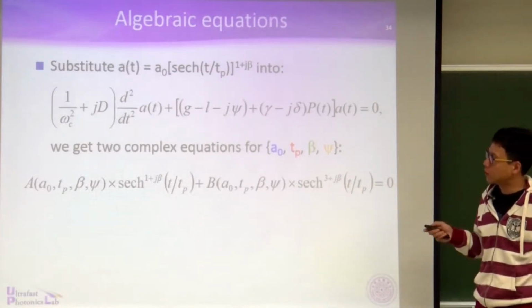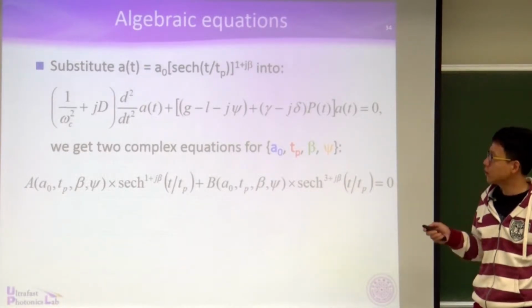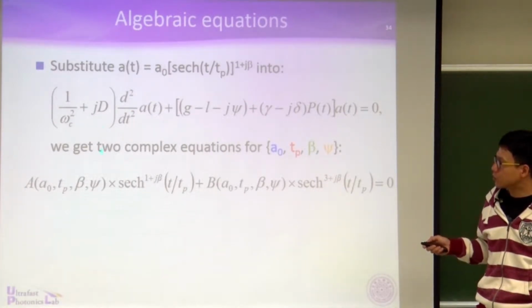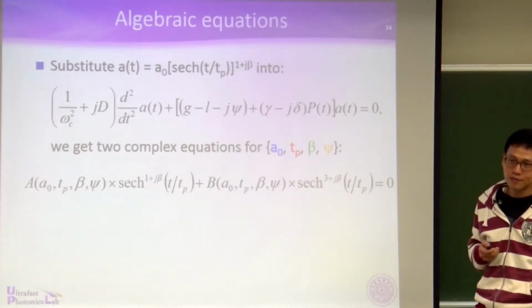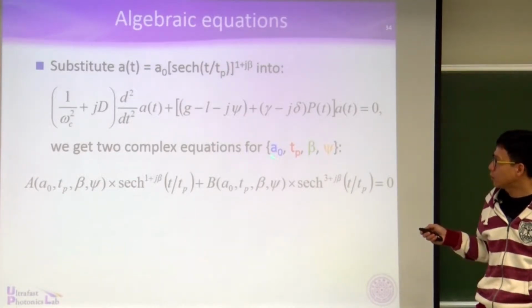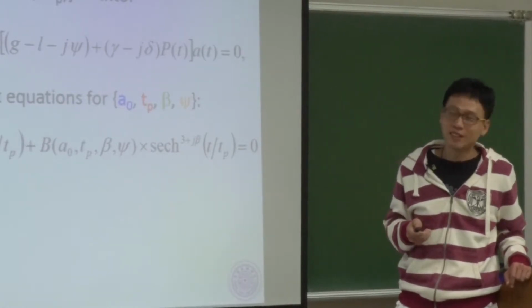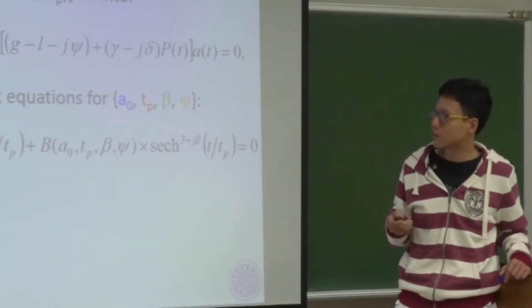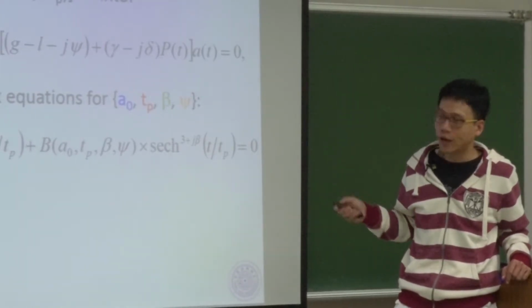Then, as we did before, now we need to substitute the complex sech solution into the master equation, okay? And if you do so, you can get two complex equations for 4 unknowns, okay? What are the unknown constants we intend to solve? A0, Tp, beta, and psi, okay? What is A0? Your amplitude, okay? What is Tp? Your pulse width. So these two are what we have seen before. But now we have 2 extra unknowns.